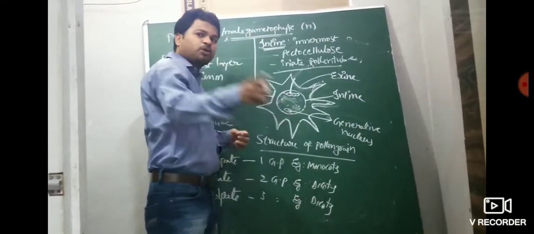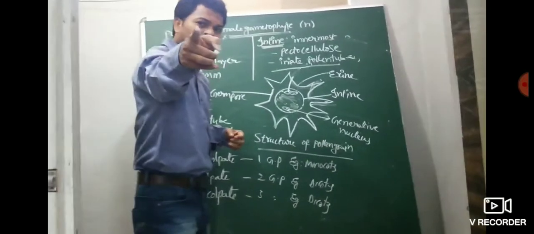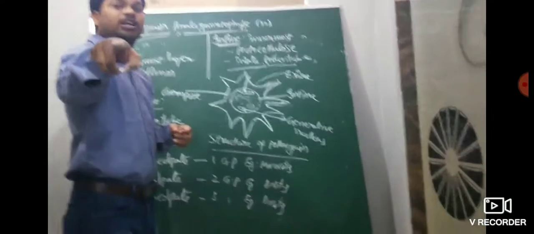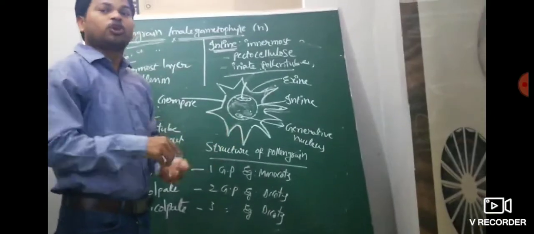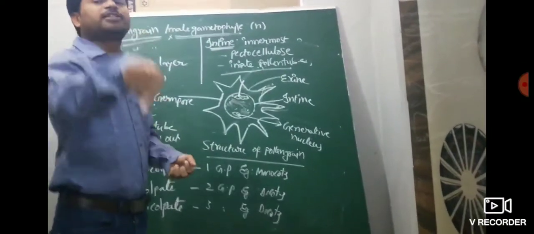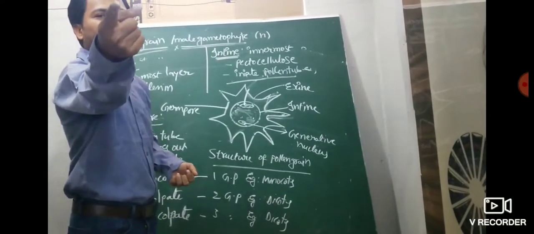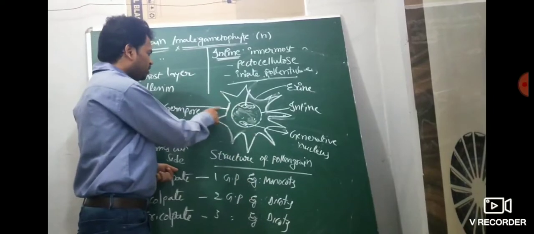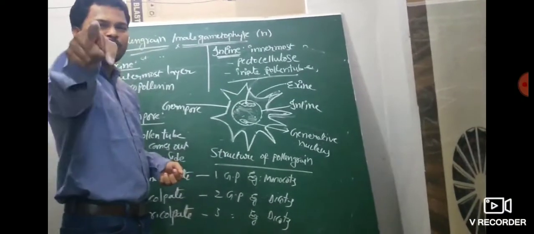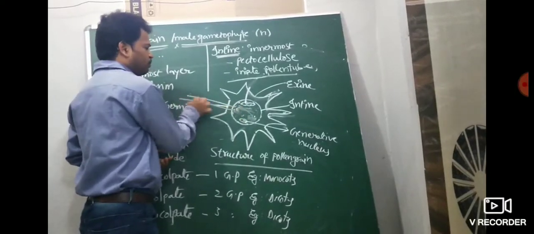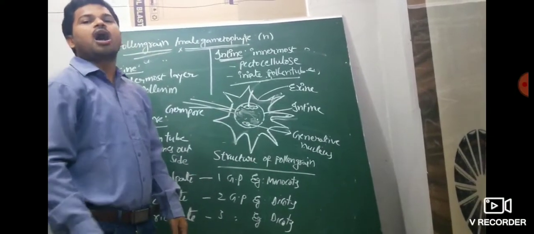But exine having sporopollenin is present. Sporopollenin is present, so it is very hard in nature. That's why there is no chance to come outside. So in exine there are proper apertures present in some places where sporopollenin is absent. Those places are nothing but germpores. Through this germpore, the pollen tube comes outside.